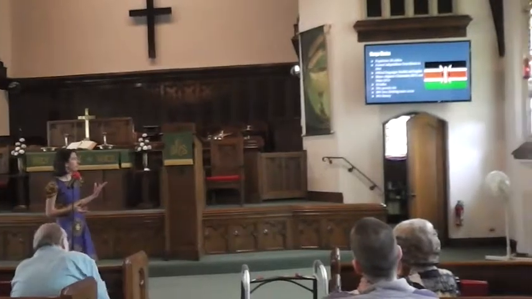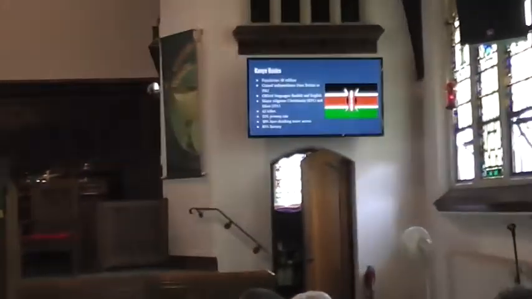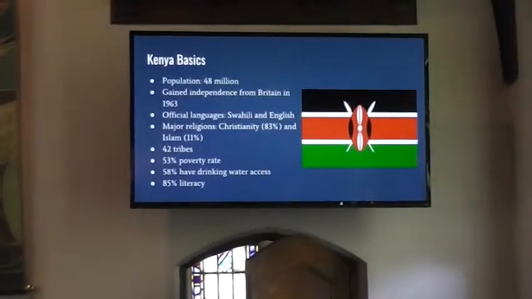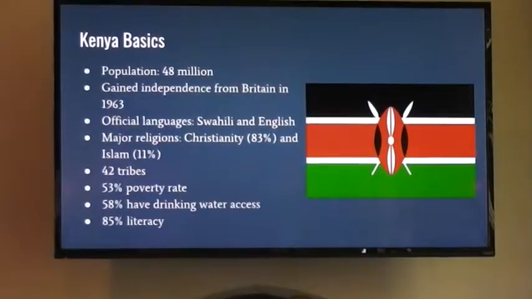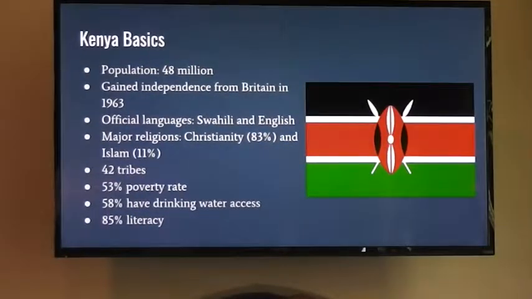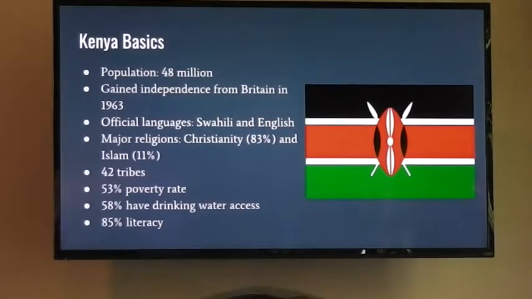There's about a 53% poverty rate. Only 58% of people have access to a clean drinking water supply, and only about 20% of that is indoor plumbing. Although that varies, the urban areas tend to have more access to electricity and plumbing than the rural areas where we were. Literacy rate is about 85%. In 2003, the government instituted mandatory primary education. So all kids should be in primary school, and it should be free for them. Secondary school, the government is working on making that free, so the equivalent of our high school.